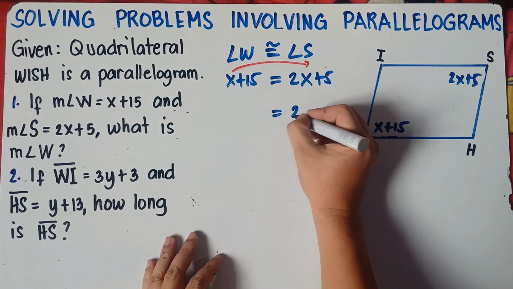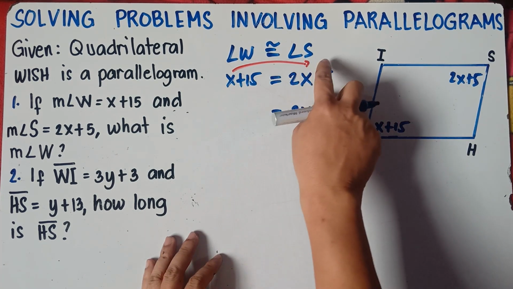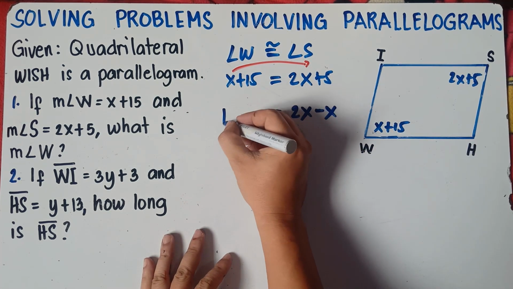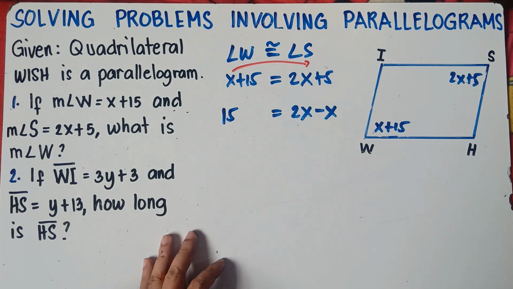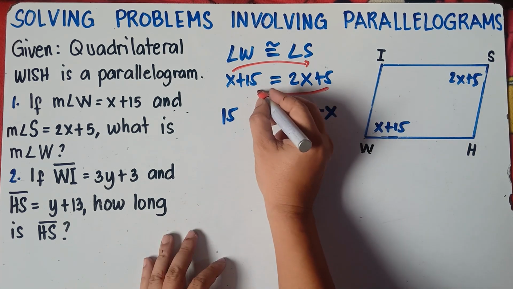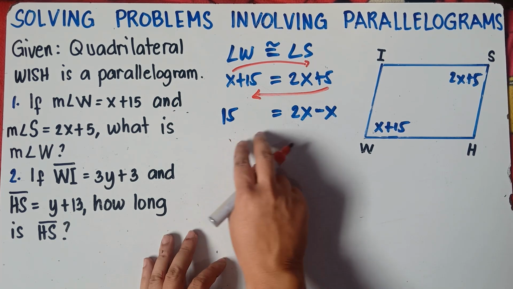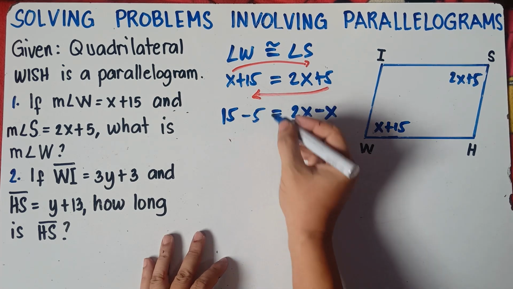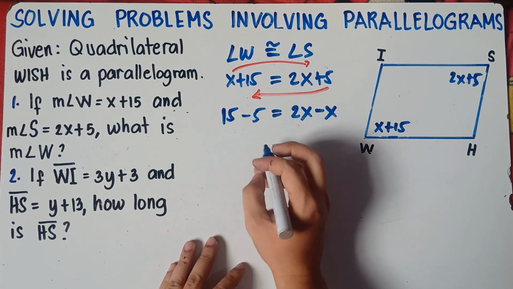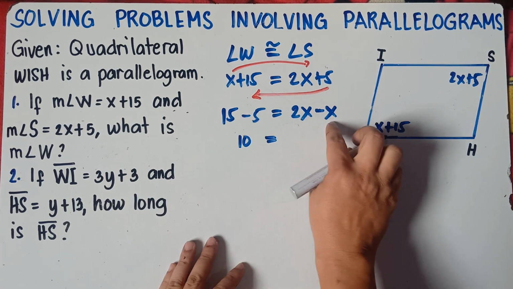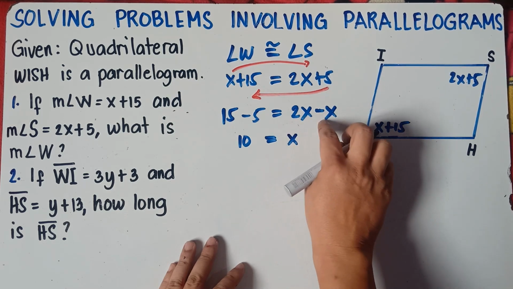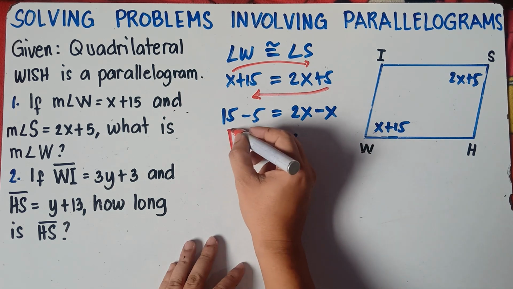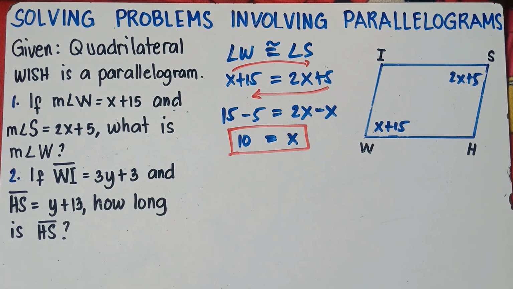So this will be 2x, copy 2x, and we transpose this x from left to right. This will be negative x. For the numbers, 15 will remain, so copy 15. Then this 5, we transpose from right to left. All of the numbers will be on the left side and the x value will be on the right side. So this positive 5 will be negative 5. This will be 15 minus 5, that is 10, equals 2x minus x. That would be x, 2 minus 1 is 1, then copy x, 1x or x. That's it, class. That's the value of x. Easy if you do it this way.